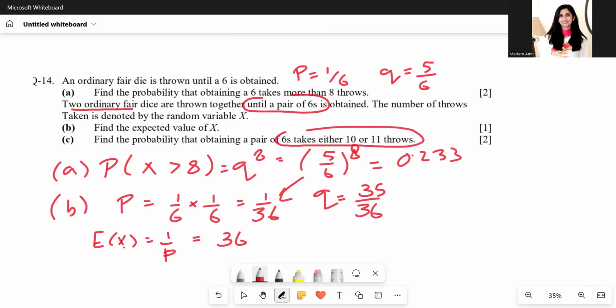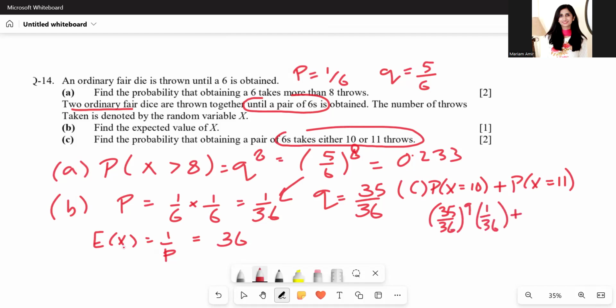Next is find the probability that obtaining a pair of 6 takes either 10 or 11 throws. So we're going to find probability x equals 10, or means plus, probability x equals 11. X equals 10 means failure 9 times, so 35 by 36 9 times, followed by a success, which is 1 by 36, plus x equals 11 means failures 10 times, followed by a success, which would give us 0.0425.